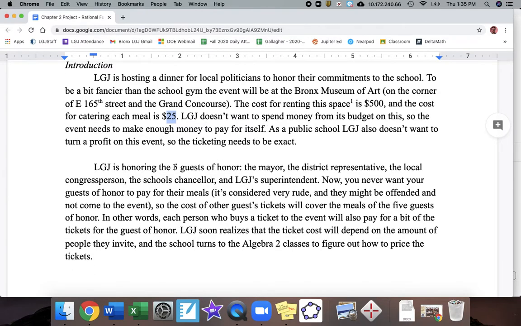The important thing to keep in mind is that there are 5 guests of honor, and they're not going to pay for their meals. So if we were to invite just 5 people, we wouldn't turn any profit. There'd be no one to pay for it. If we were to invite 6 people, it'd be the 5 guests of honor and that one guest who's paying for everything. If we were to invite 10 people, then it'd be the 5 guests of honor and 5 people who are paying for everything. Keep that in mind as we go throughout it.